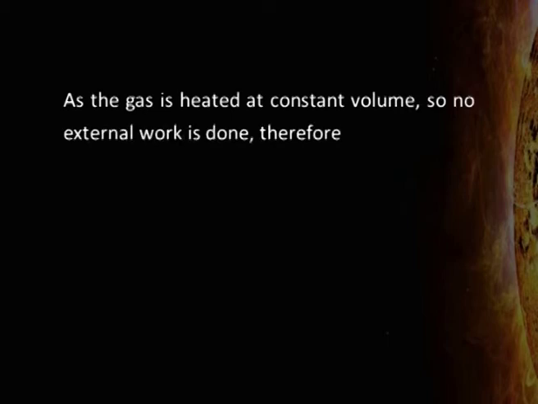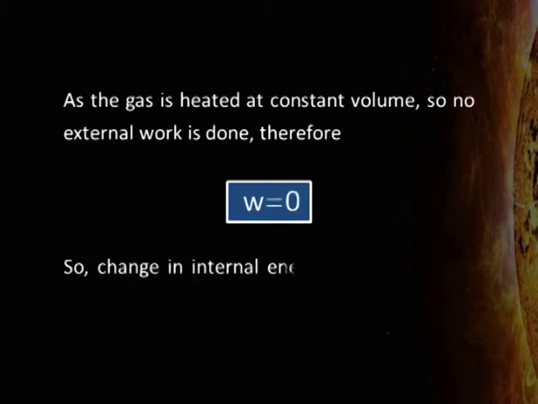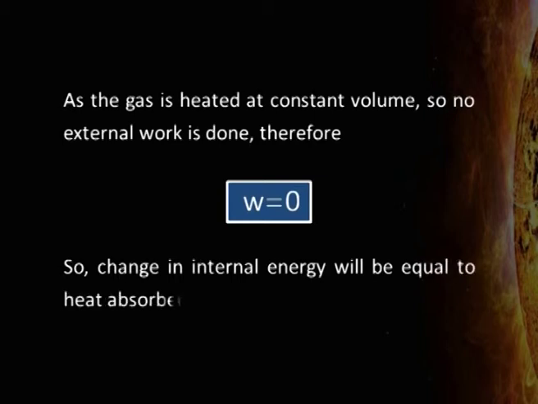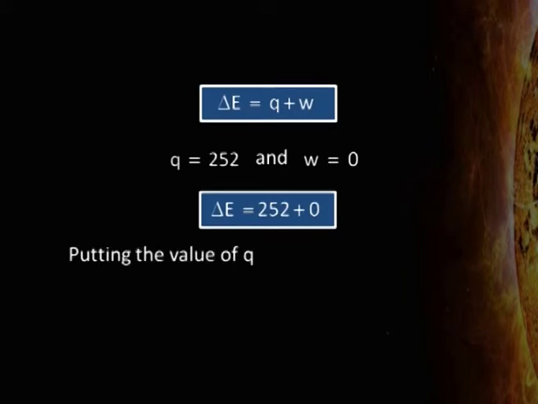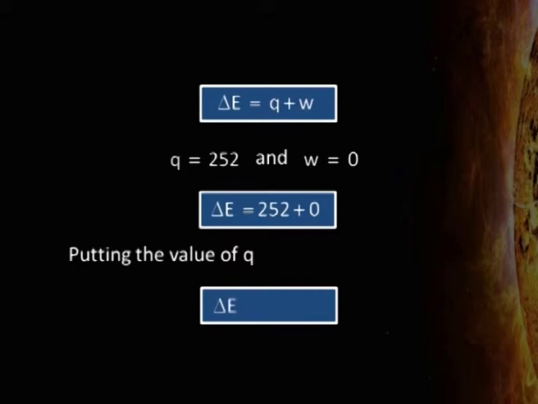As the gas is heated at constant volume, no external work is done. Therefore, W will be equal to 0. So, change in internal energy will be equal to heat absorbed, because we know that delta E is equal to Q plus W. Here W is equal to 0, therefore, delta E will be equal to Q. Putting the value of Q here, we will get delta E equal to 252 calories.